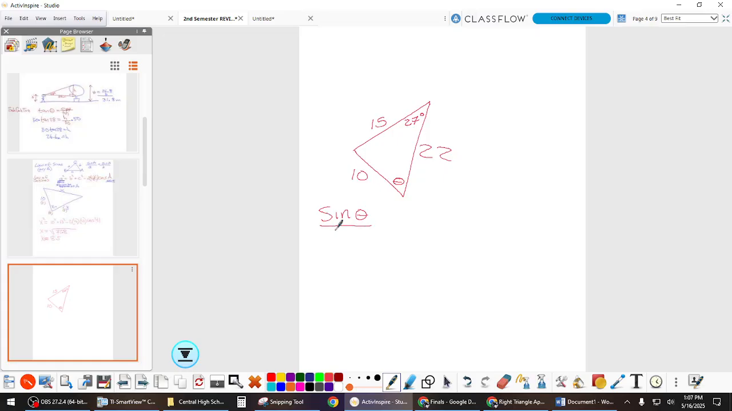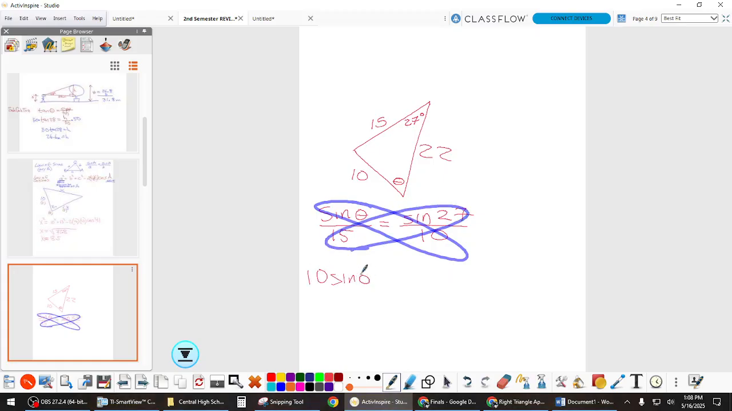So remember, we take the sine of the angle over its opposite side, which is 15, and then the sine of some known angle over its opposite side, so over 10. And then how do we solve these? Butterfly, yeah. So it'll say 10 sine theta equals 15 sine 27.